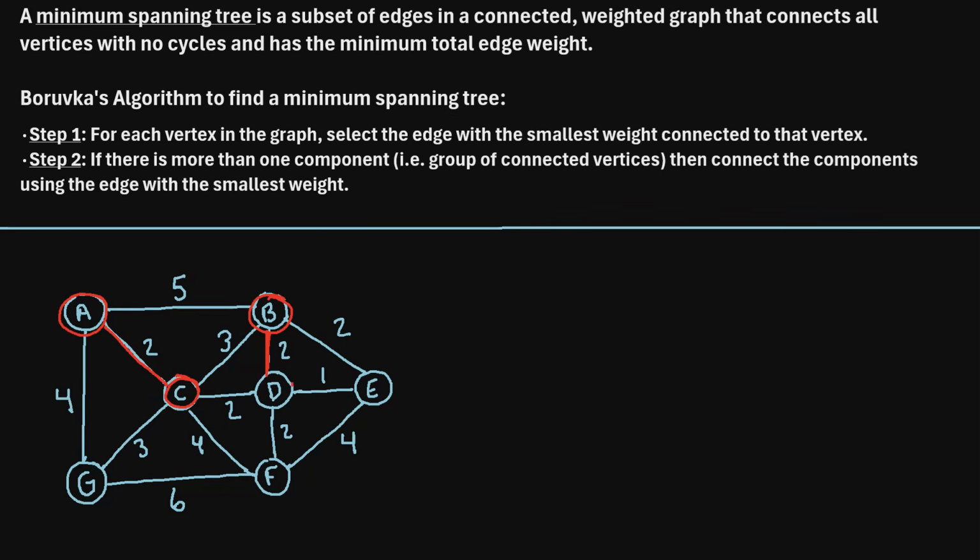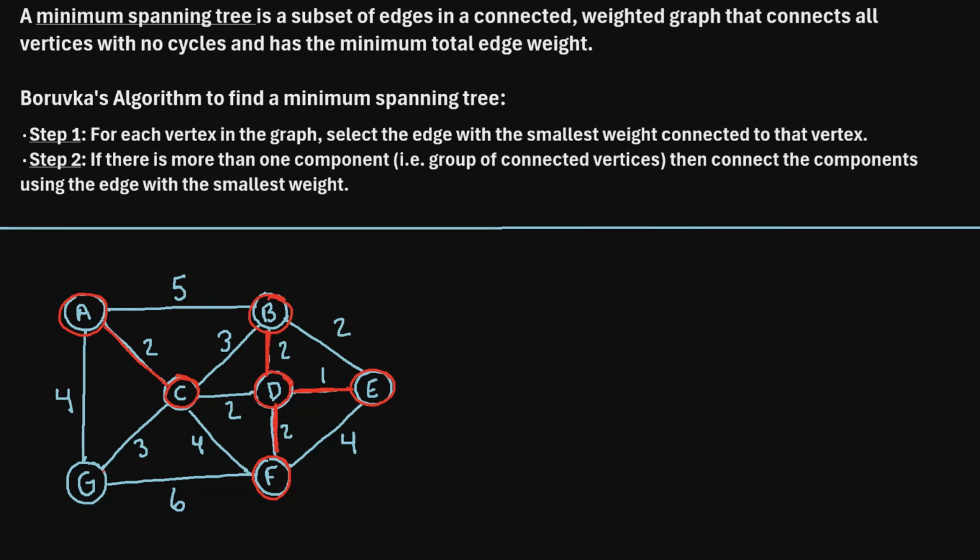All right, now we'll move on to vertex D right here. So the edge with the smallest weight connected to vertex D would be this edge right here, which has a weight of 1. Then we'll move on to vertex E. The edge with the smallest weight connected to this vertex is also this edge right here with a weight of 1. So we'll just leave that. And then we'll move on to vertex F. So the edge with the smallest weight connected to this vertex would be this edge right here with a weight of 2. So we'll choose this edge.